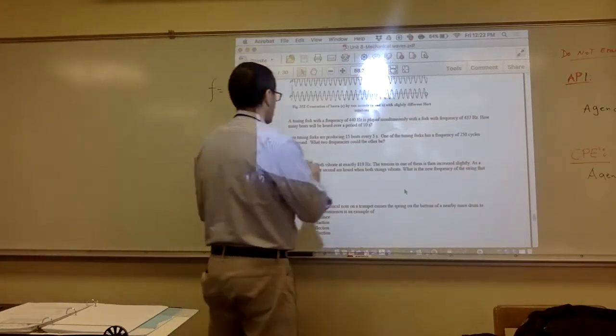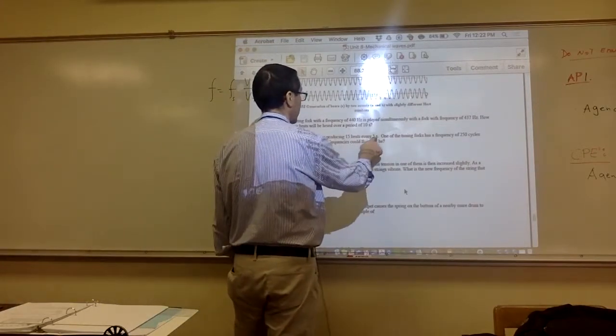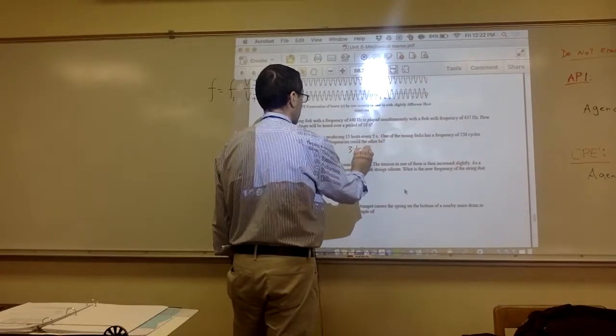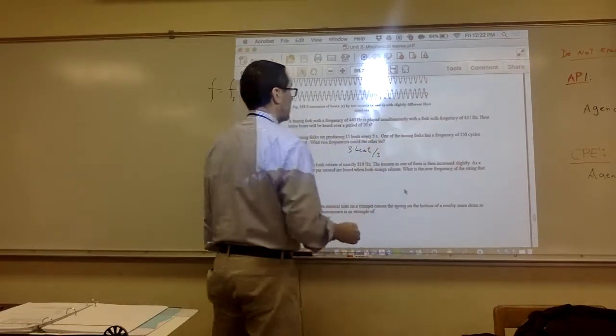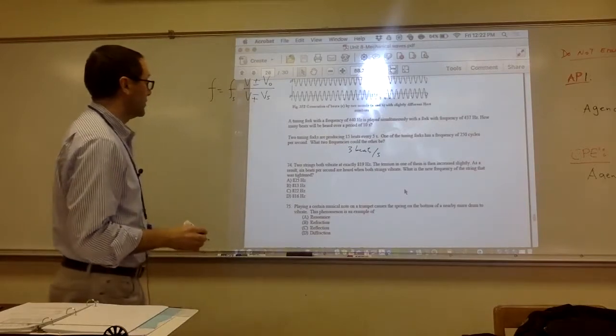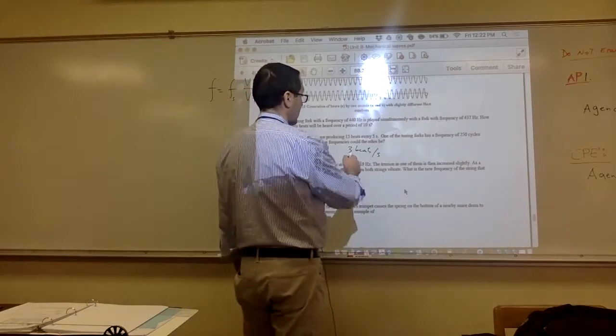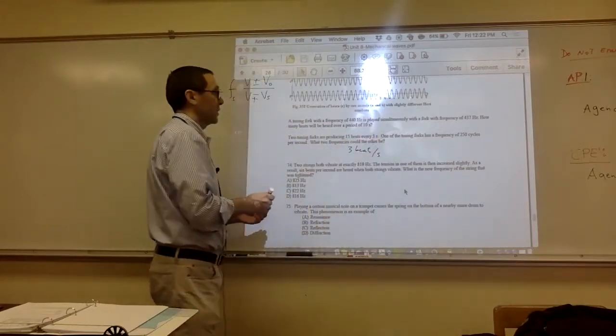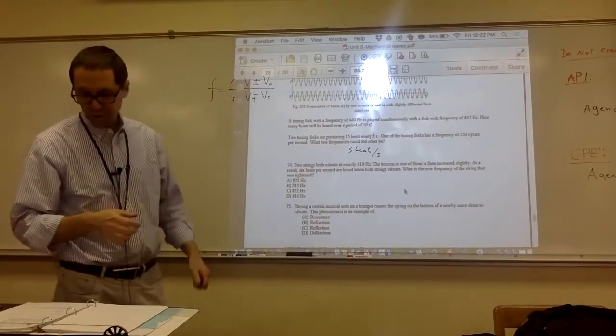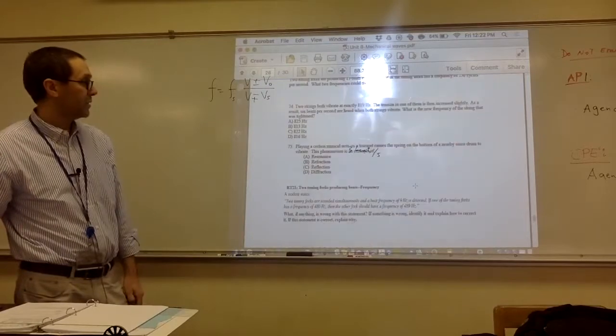Two tuning forks are producing 15 beats every 5 seconds, so that's 3 beats per second. One of the tuning forks has a frequency of 250 hertz. What two frequencies could the other one have? Well, it's basically going to be 3 off from 250, so it's either 247 or 253.